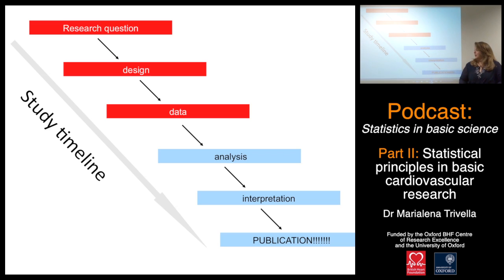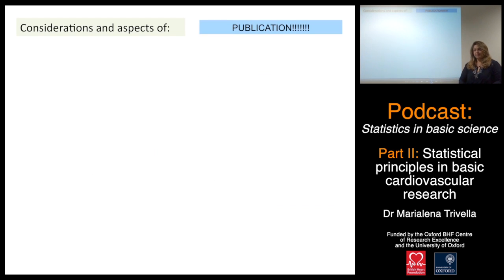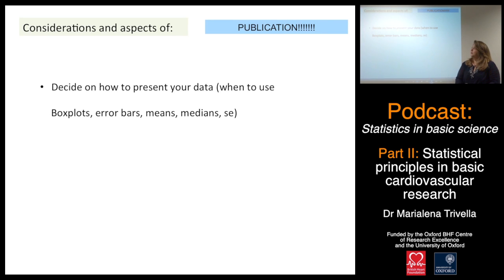Once we have crossed a few loops between analysis and interpretation, we're probably ready to write up a draft for the publication. At this stage, we need to decide on how to present the data. It might be useful for some of the explorations we did earlier to be included here, like box plots or error bars. Certainly report medians and means and standard errors if necessary.